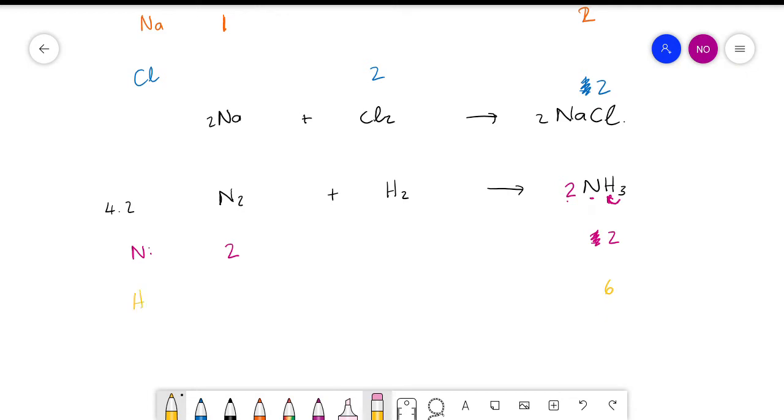How many hydrogens do I have before? Only 2. So how can I change that to a 6? Times by 3. Where do I put the 3? In front. Good job.